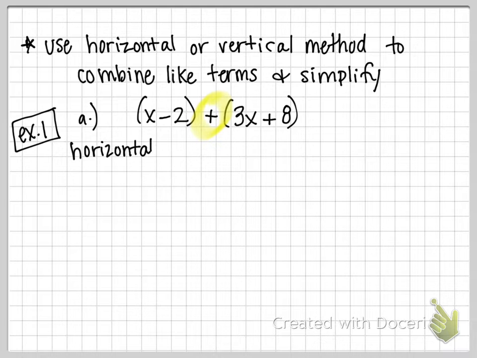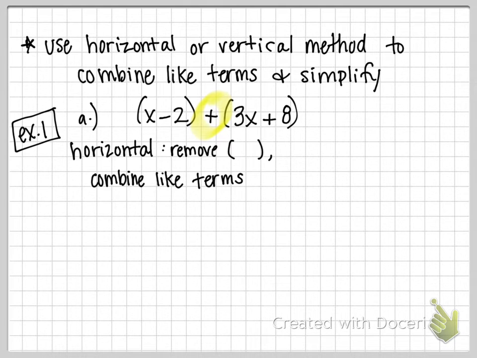So let's start with the horizontal method, which is just to remove the parentheses and combine like terms. Once we've done both methods, you can choose which one you like best, and you can do that one when you do your math. But I'm going to show you both so that you can choose the one that makes sense to you. Horizontal: remove parentheses, combine like terms.